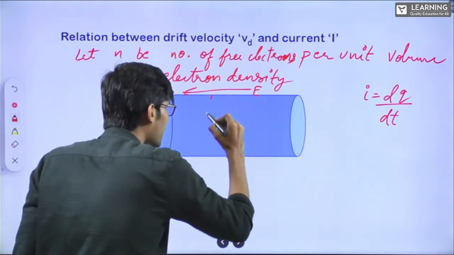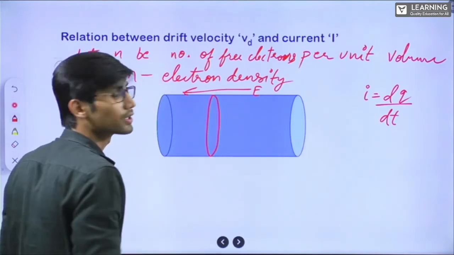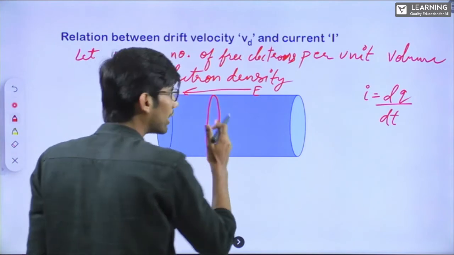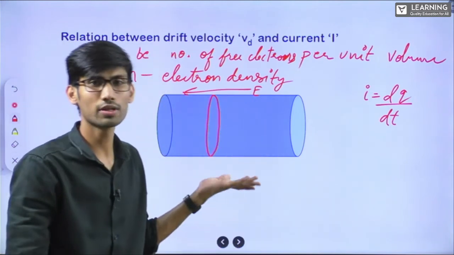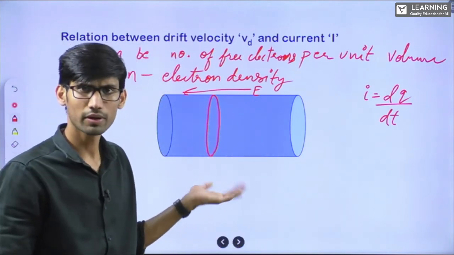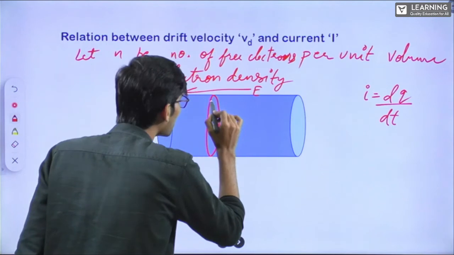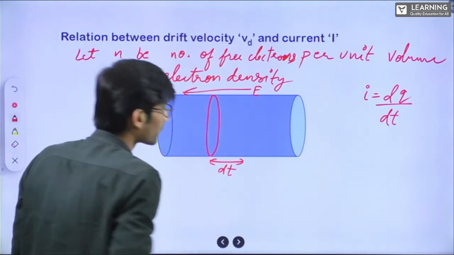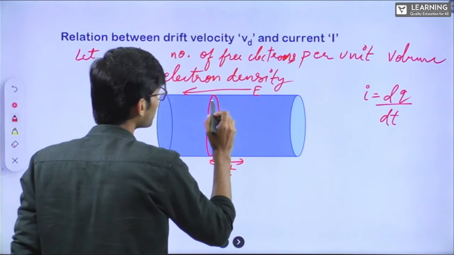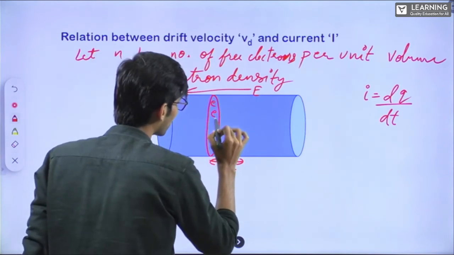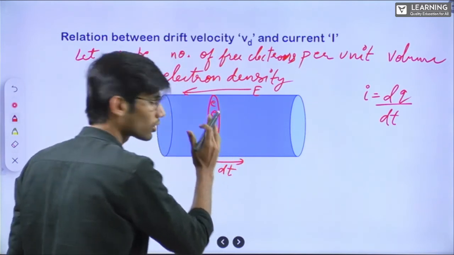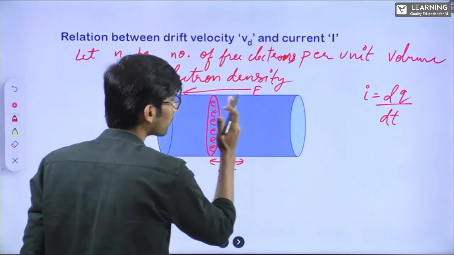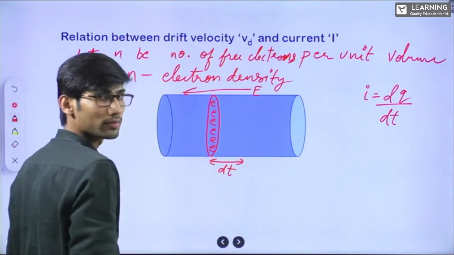Let's take a cross section. This is the cross section, let's say. From this cross section, how many electrons are passing per unit time is the current, right? Let's say in dt time, some electrons were there initially here at this cross section. In dt time, these electrons crossed this cross section, okay?